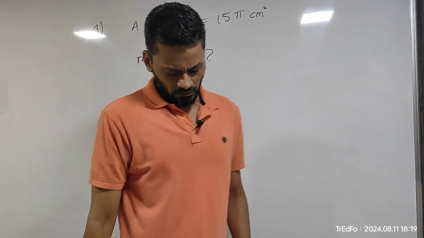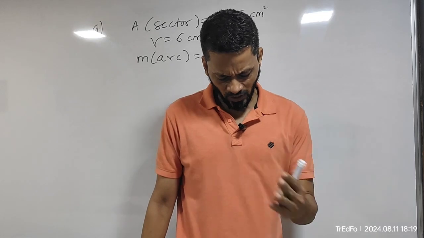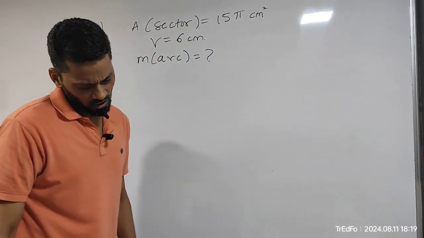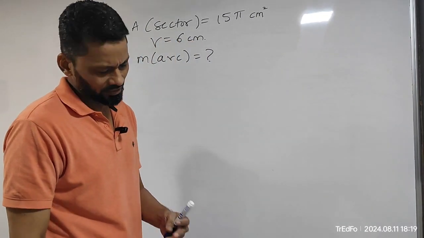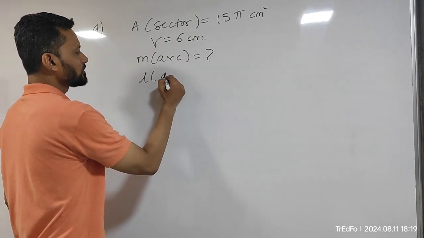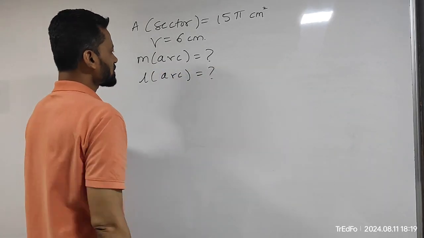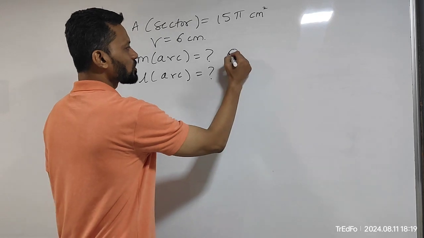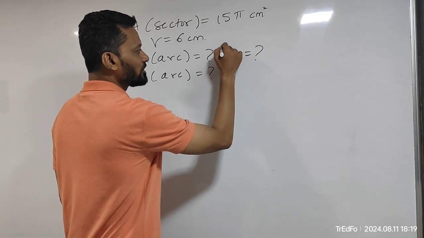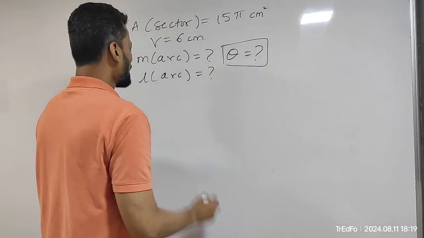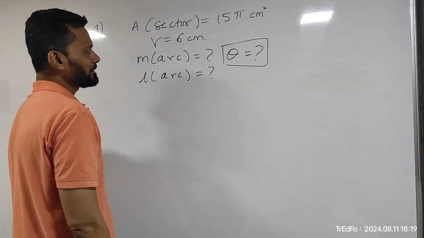Okay, and find the length of the arc corresponding to the sector. So you have to find the length of an arc. दो चीजें फाइंड करना है. Let's first understand what is the meaning of measure of the arc. Measure of the arc, they mean to say find theta. Length of an arc automatically मिल जाएगा, टेंशन नहीं.